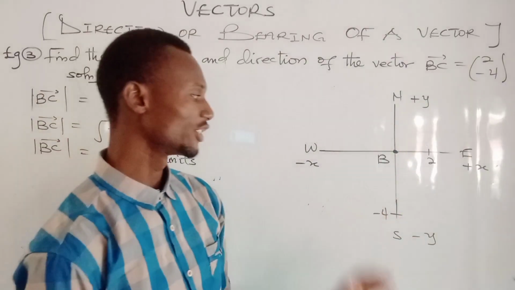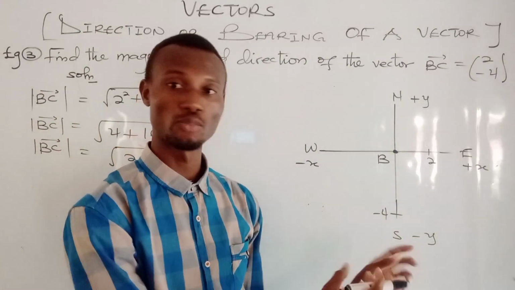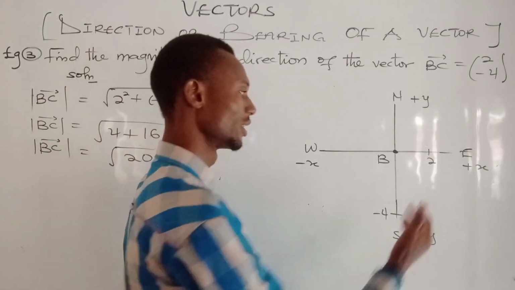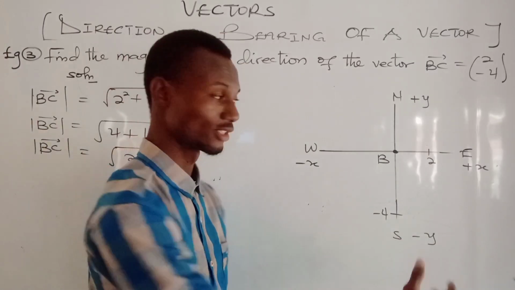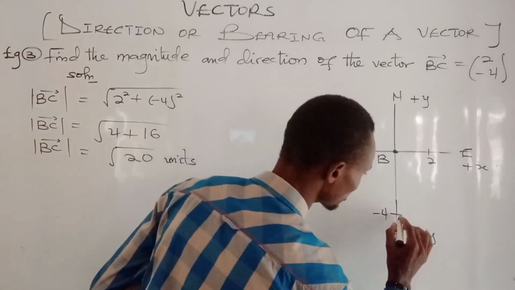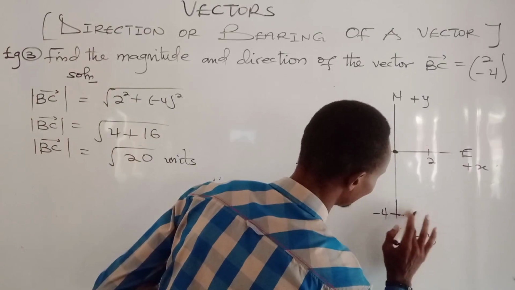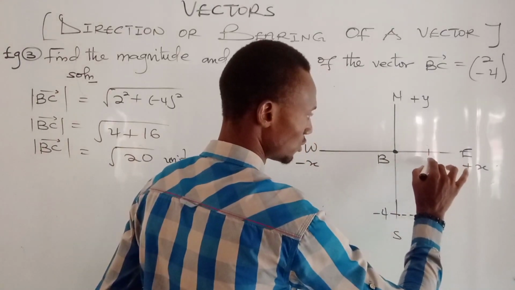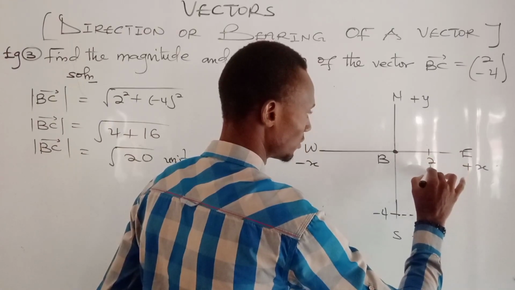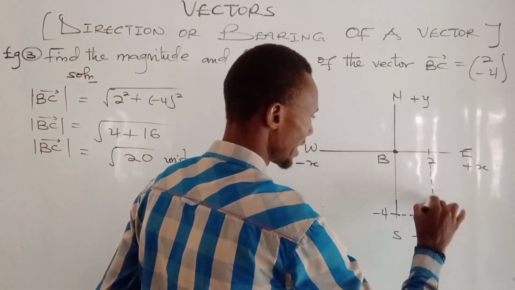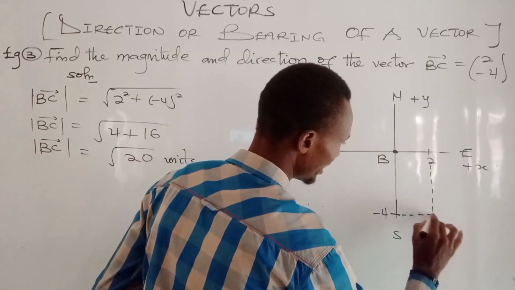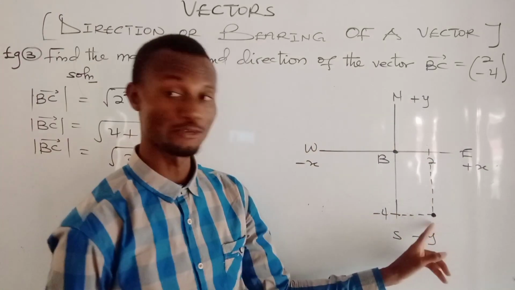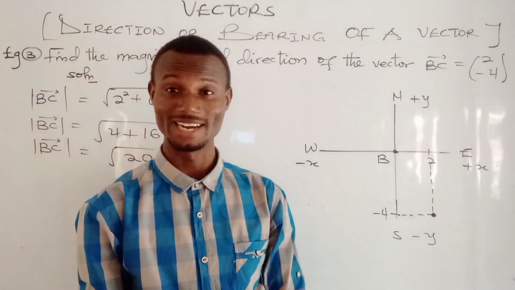So what you need to do now is to get the point of intersection of the 2 and the -4. You use some short dashes or points to trace it and locate where they will meet. You can see that if you use some short dashes, the 2 and the -4 will meet somewhere here. So this will be the point of intersection of the 2, -4. I hope you understand up to this point.